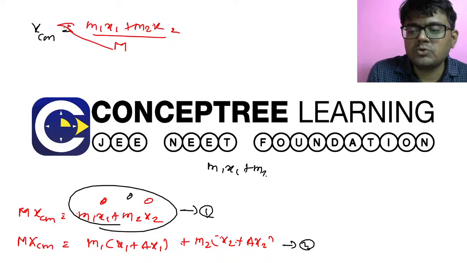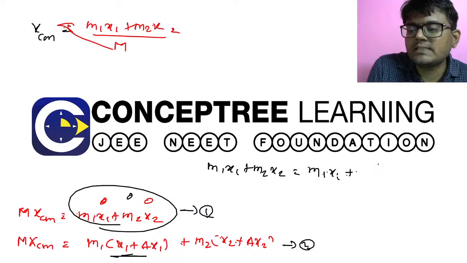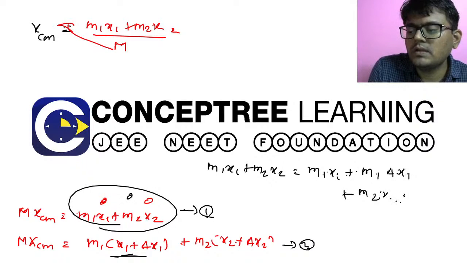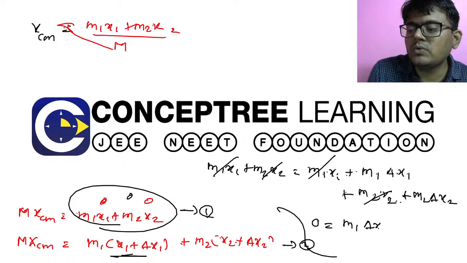m1x1 plus m2x2 is equal to, இங்க என்னது? m1x1 plus m1 into delta x1. அந்த மாதிரி இங்க என்னது? m2x2 plus m2 into delta x2. பாருங்க, m1x1 cancel ஆயிடும், m2x2 cancel ஆயிடும். So what are we having? 0 is equal to m1 into delta x1 plus m2 into delta x2.